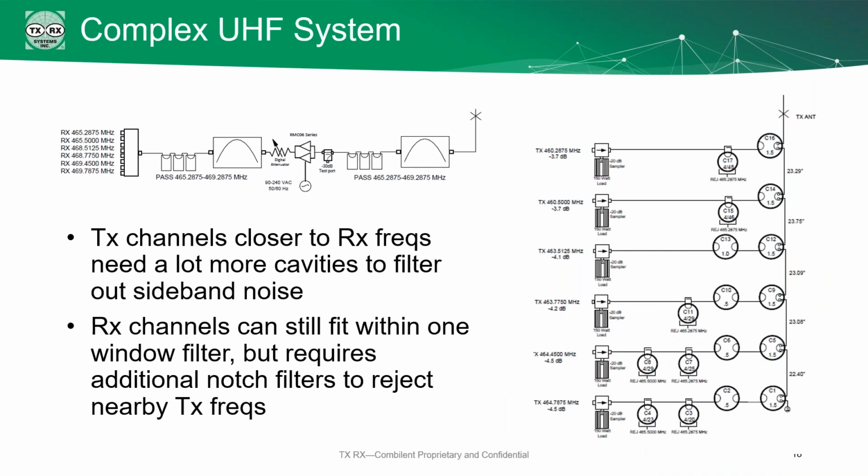Here is the system drawing. The transmit channels are closer, so the RX frequencies need a lot more cavities. The transmit channels that are closer to the RX frequencies need a lot more cavities to filter out the sideband noise. The RX channels can still fit in one window filter, but they need to have additional notch filters to protect against the transmitter frequencies and protect the receive amplifier from being overwhelmed and desensitized by the strong TX power level.